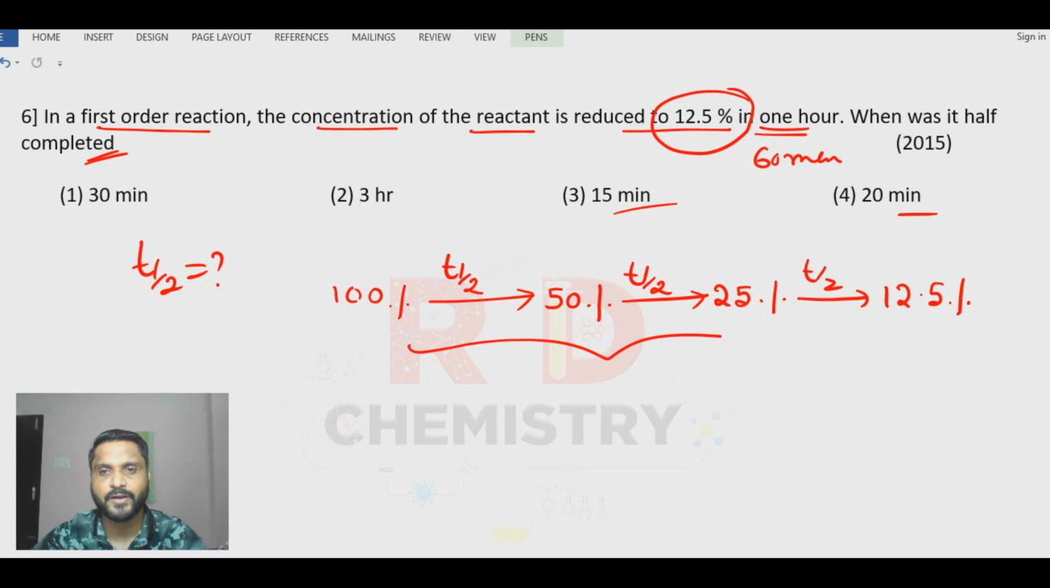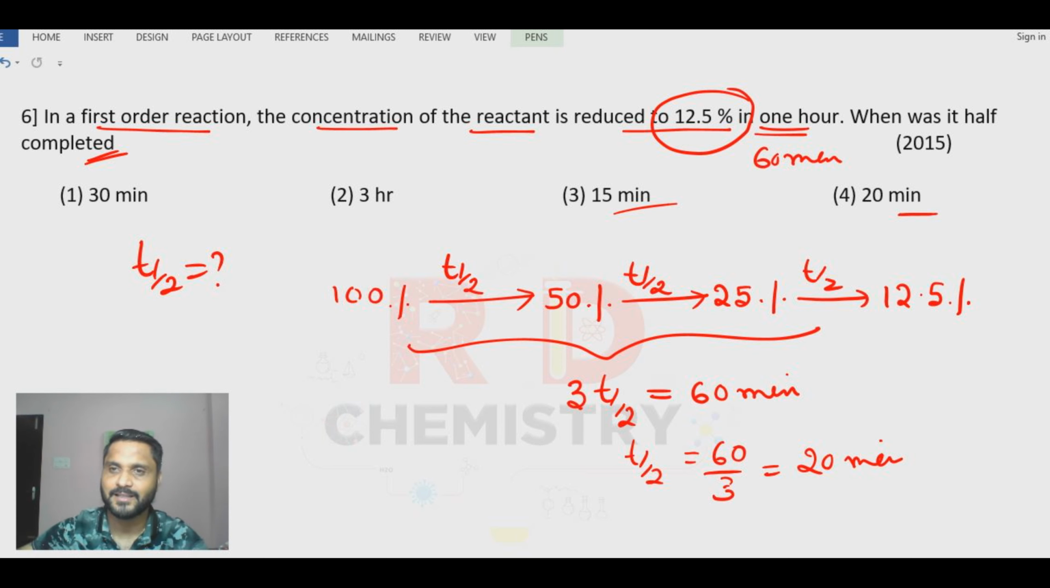So they are given in 1 hour, it becomes 12.5 percentage. So how many half lives are there here? There are 3 half lives. So time taken is equal to 1 hour is equal to 60 minutes. Therefore T half is equal to 60 divided by 3 is equal to 20 minutes, right? The answer is option number 4.